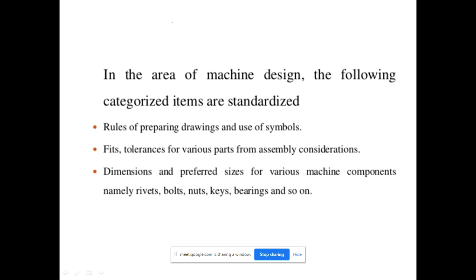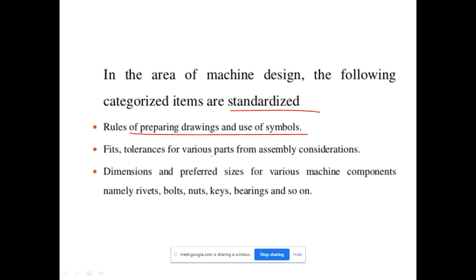In the area of machine design, the following categorized items are standardized, like rules of preparing the drawings and use of the symbol. Like we have already come to know what the different welding symbols are. For example, welding symbols. These welding symbols are absolutely standardized and you cannot change that. How you can put those symbols in engineering drawing is also standardized.